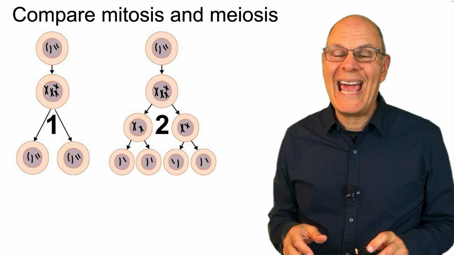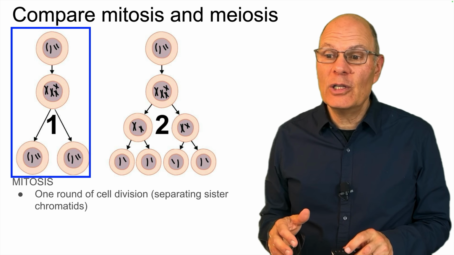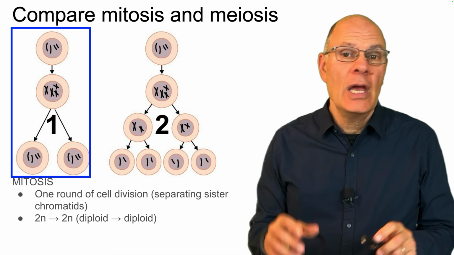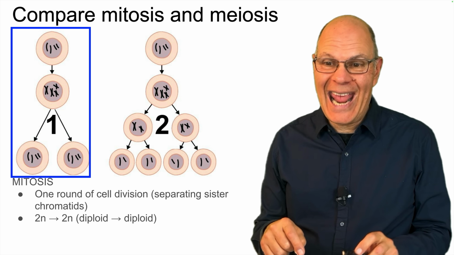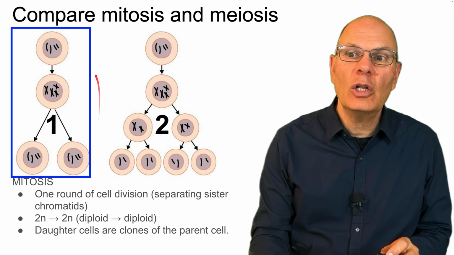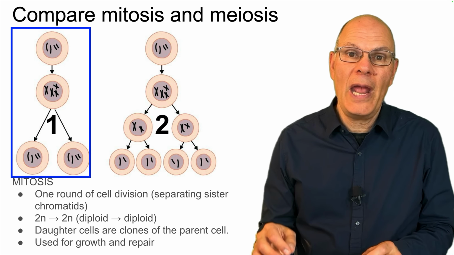Compare mitosis and meiosis. Mitosis consists of 1 round of cell division that separates the sister chromatids. The cells begin as diploid and they end as diploid. The daughter cells over here are clones of the parent cell. It's used for growth and repair.